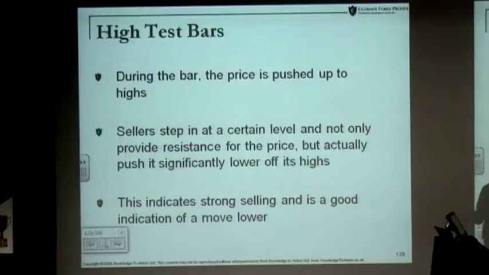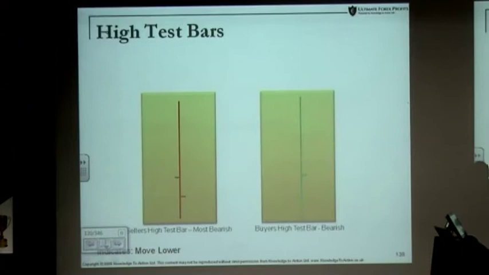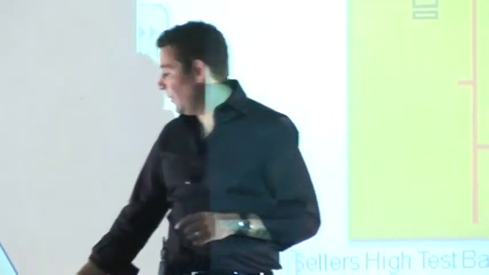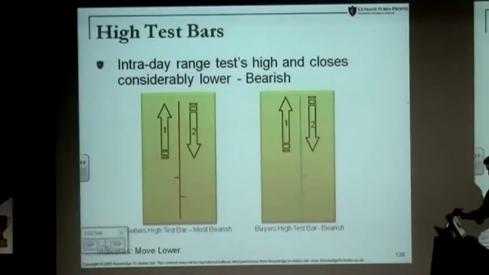Let's have a look at a high test. It's the opposite. The bar's pushed up, but then it starts to drop from that high point and pulls right back, leaving a tail at the top. So it looks like this. And the first one is most bearish because there's selling in the bar already. In other words, it's gone up and then it's dropped even lower than where it opened.